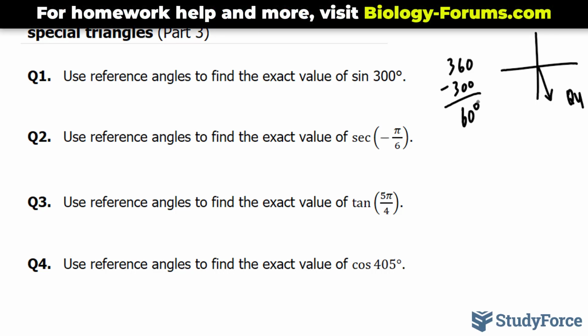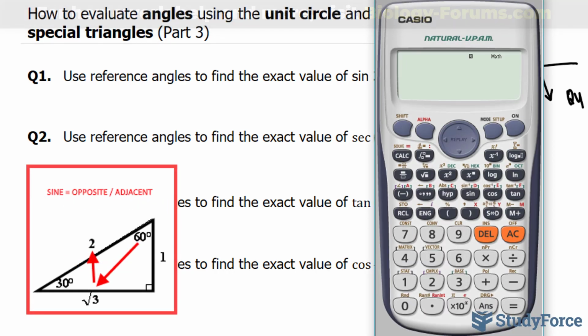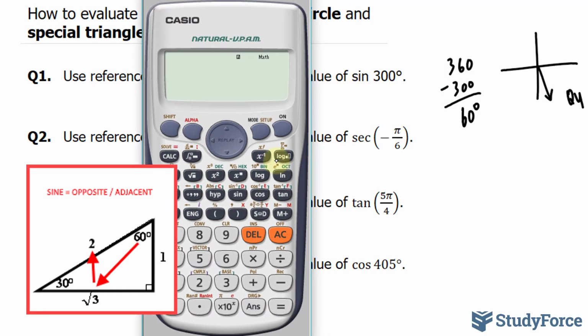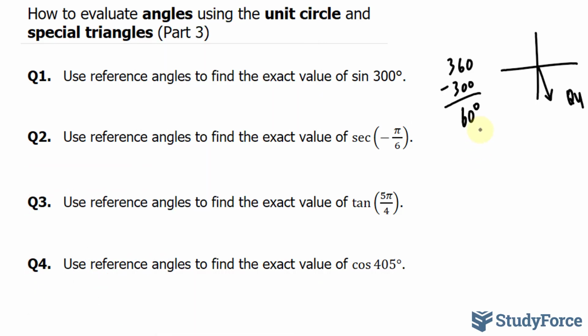Now let's evaluate what sine at 60 degrees is in our calculator. Make sure that your calculator is in degrees when you're working with degrees. We need to go from radians to degrees, so we can do that first. Sine at 60 gives us the square root of 3 over 2.